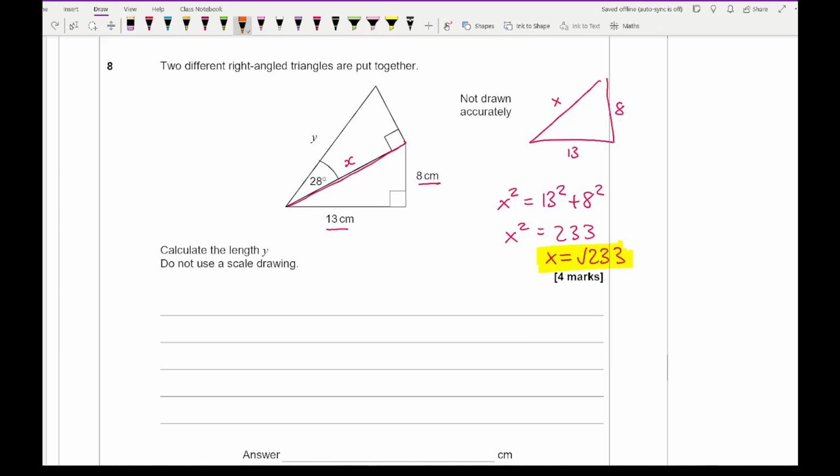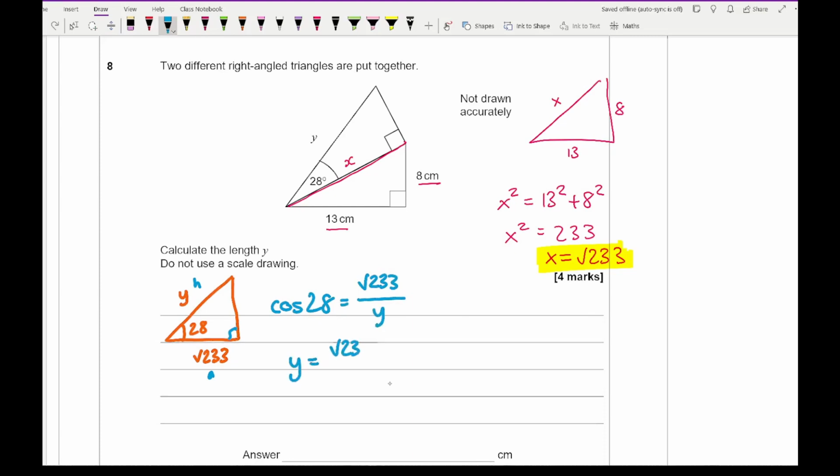So then taking this triangle out, I've got this is 28. y is what I'm trying to find. I know that this length here is root 233. So labeling the triangle, that's h, that's going to be a, and theta is 28. So I'm using cos. So cos 28 equals root 233 over y. So then y equals the square root of 233 over cos 28. And if I just work that out, I get an answer of 17.3, and that's to 1 decimal place.